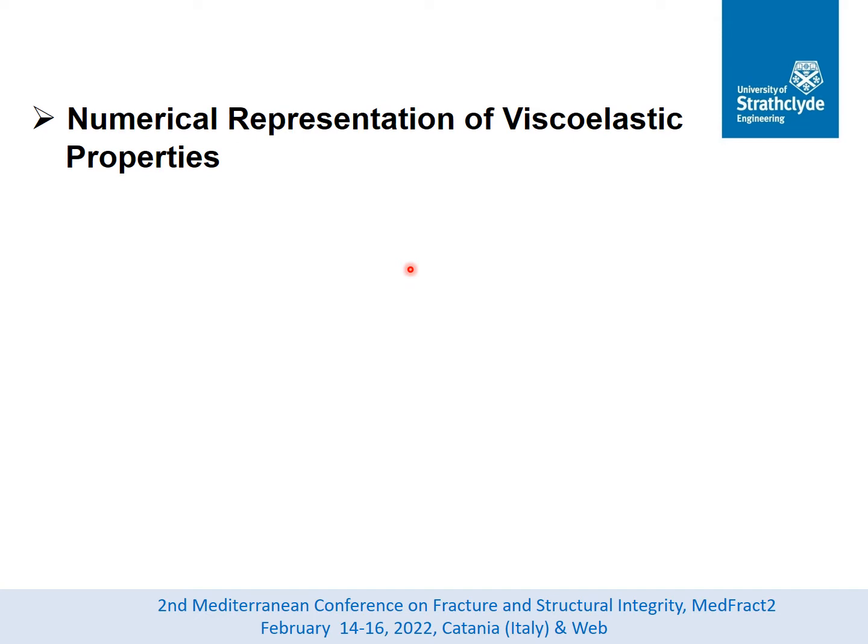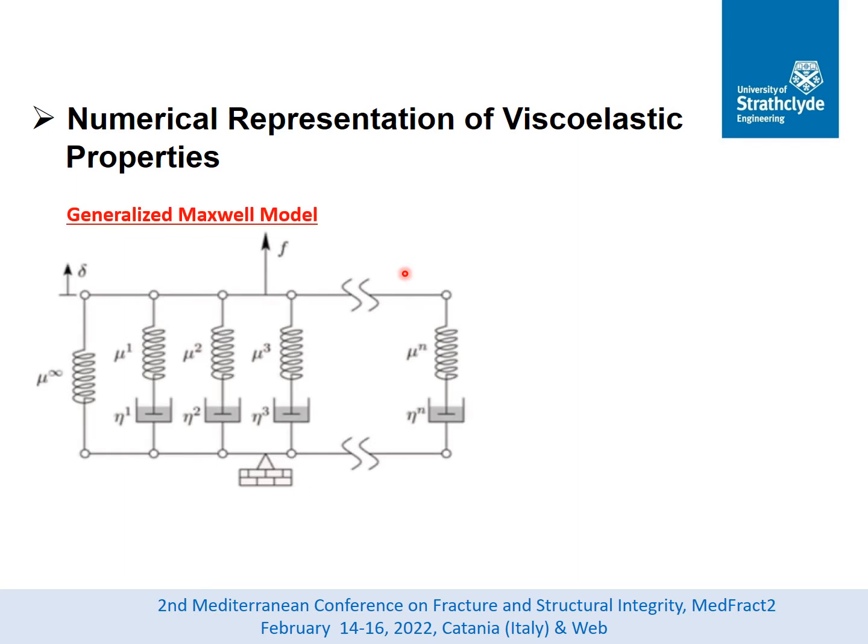Numerical representation of viscoelastic properties. So we know how we can model viscoelastic materials, but we need to implement these representations in the numerical codes. The most common method to implement viscoelastic materials is the generalized Maxwell model. In the generalized Maxwell model, we simply connect a series of Maxwell elements with a spring element.